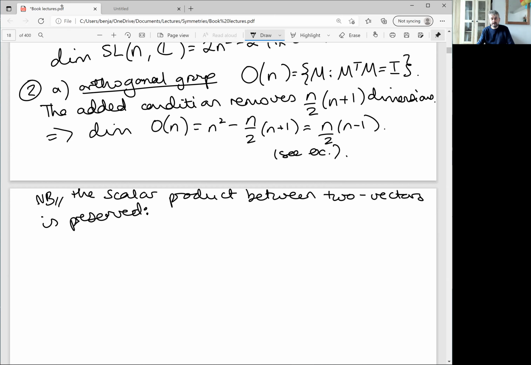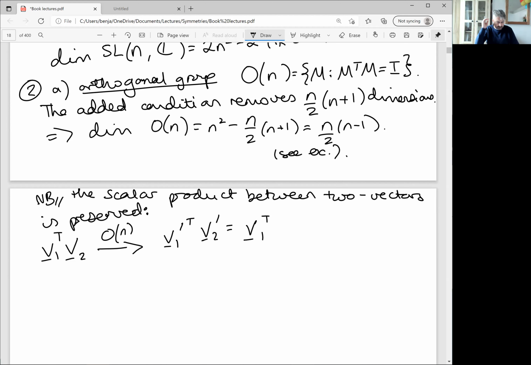The physical interpretation of this is that these orthogonal matrices are going to be rotations in n-dimensional space. Rotations and reflections, actually. So if we take two n-dimensional vectors v1 and v2, the scalar product is v1 transposed acting on v2. So with an ON transformation, each one of these vectors gets transformed. So it goes to v1 prime transposed v2 prime.